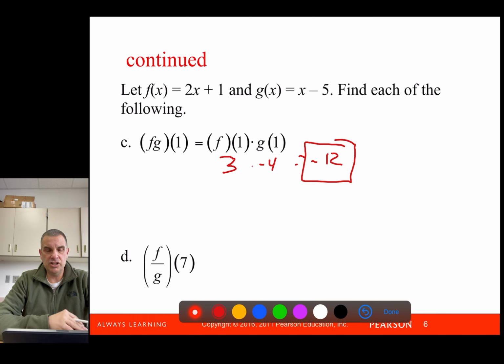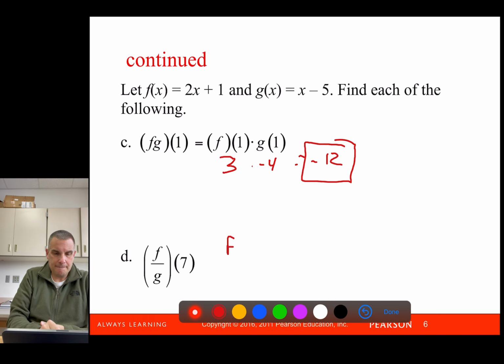F divided by g of 7. So we're going to find f of 7 divided by g of 7. F of 7 is 15. G of 7 is 2.